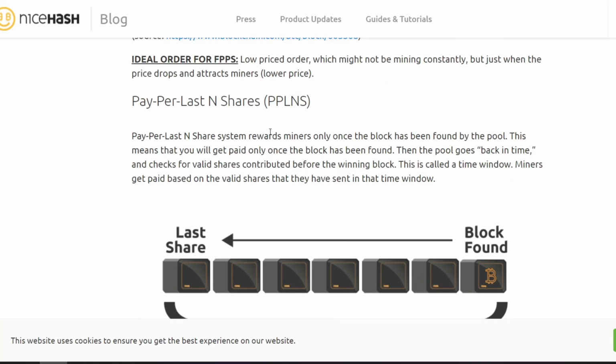Now, this is what you have to be careful of, especially with this limited hashing, because I'm not submitting shares all the time. It may see that I'm disconnected. And it says right here, so pay per last N share system rewards miners only once the block has been found by the pool. This means that you will get paid only once the block has been found. Then the pool goes back in time and checks for valid shares contributed before the winning block. This is called a time window.